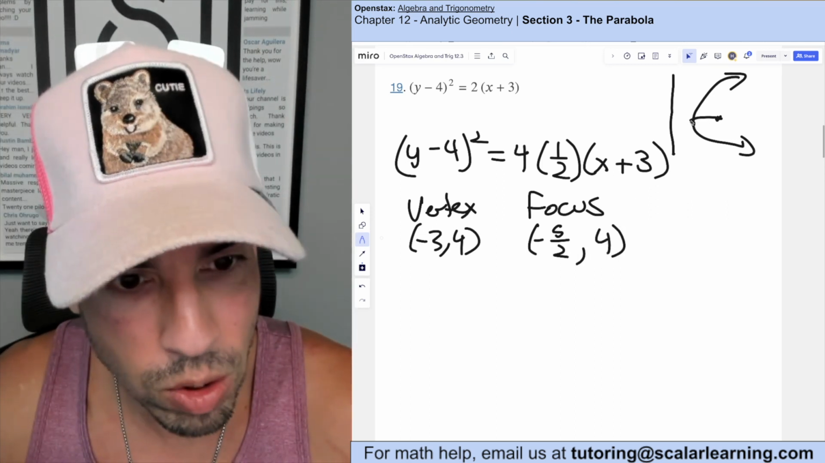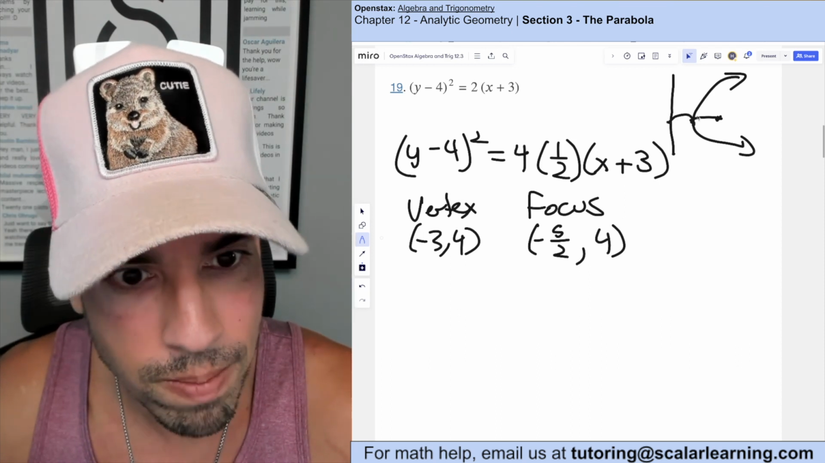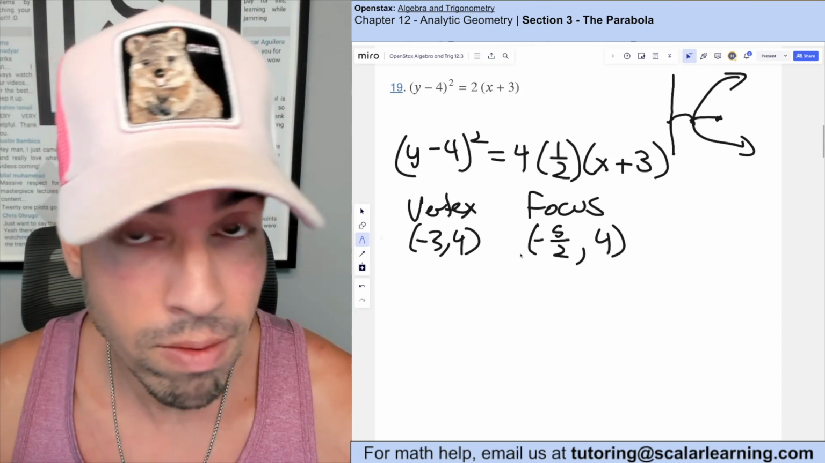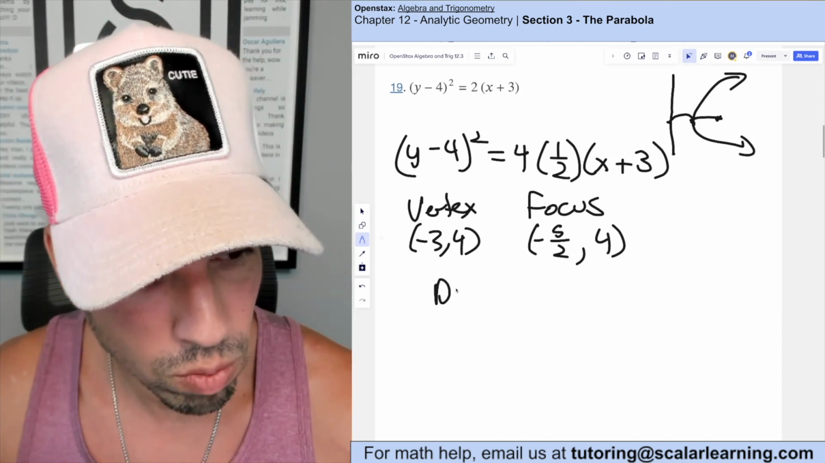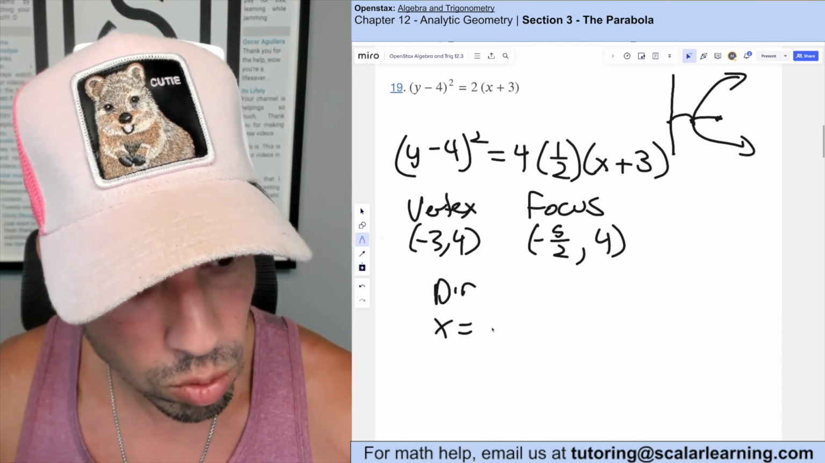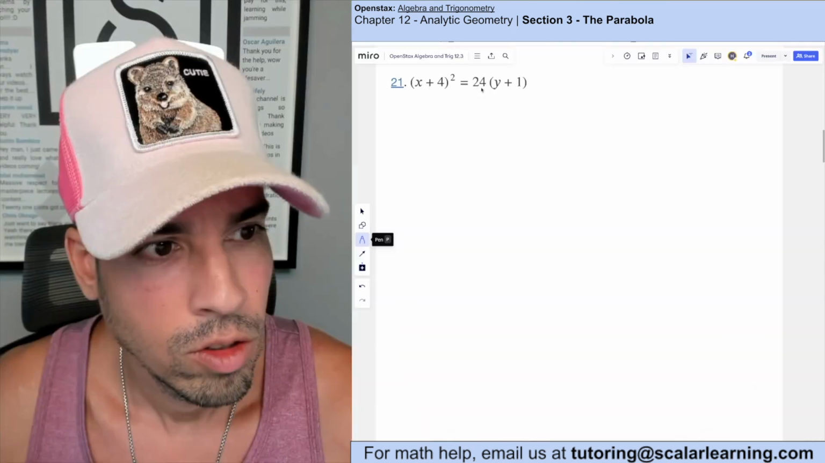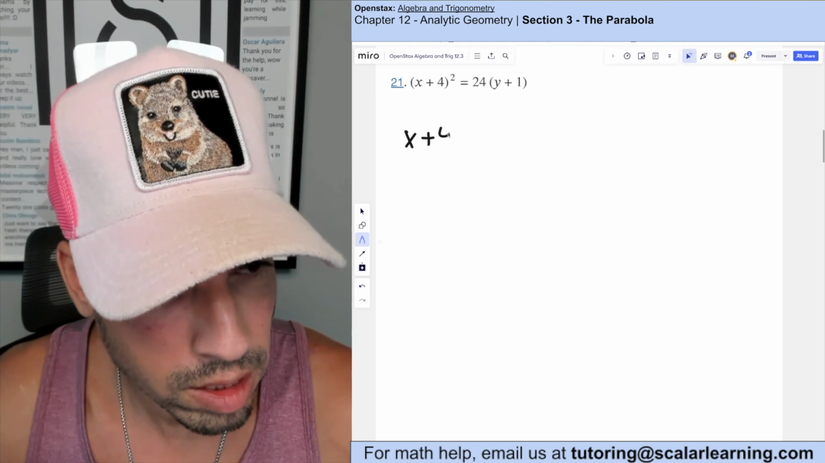And then the directrix, we go that value backwards, right? Or to the left, I should say. So negative 3.5 or negative 7 halves. So we can say directrix is x equals negative 7 halves. That's how you do it. Done. So for this one, it's almost in that nice, perfect standard form.